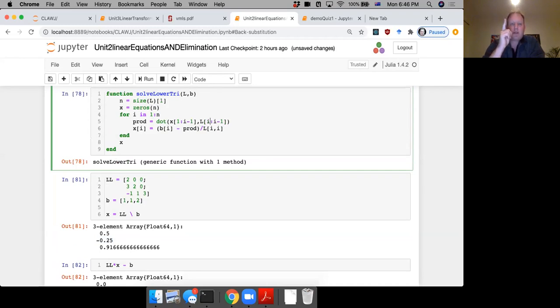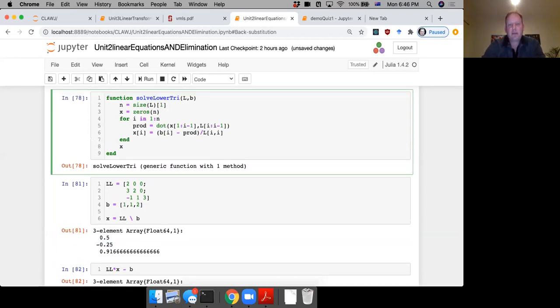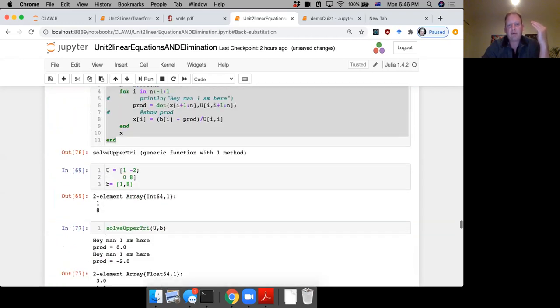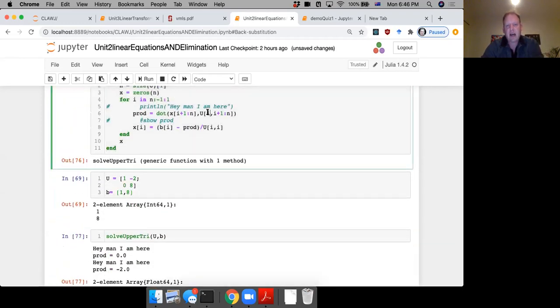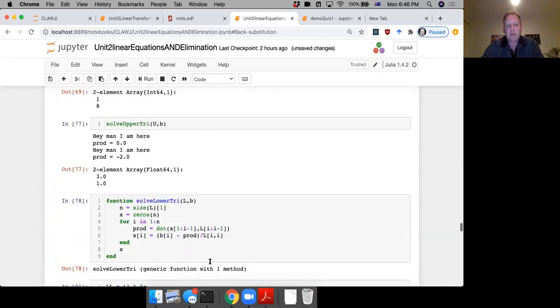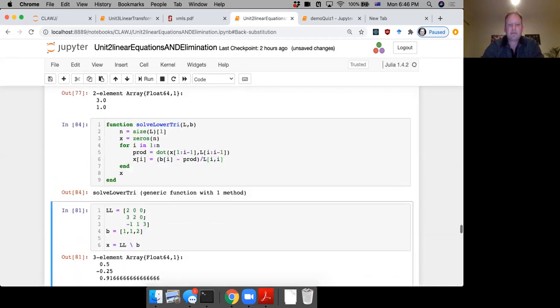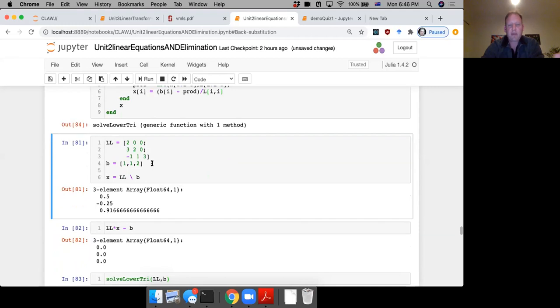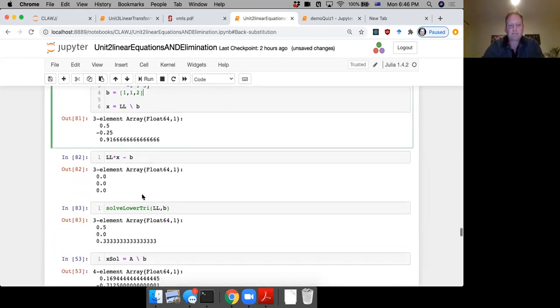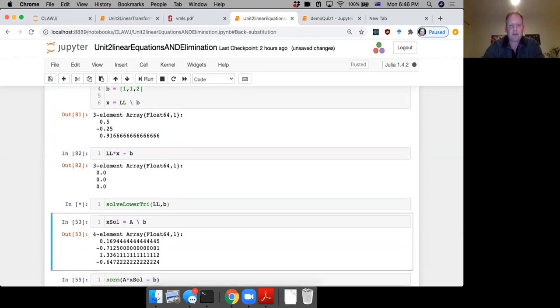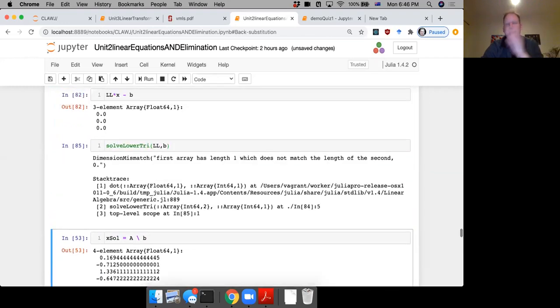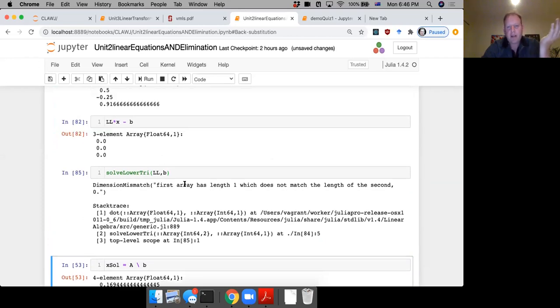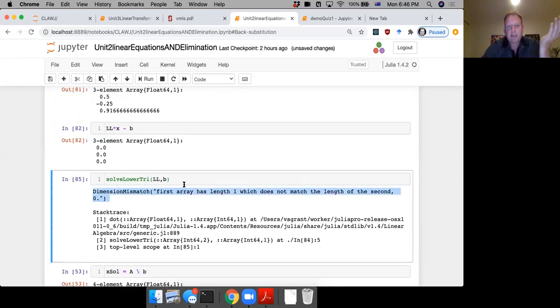Well spotted. Just like before, we have to go to the ith row. Yes, very good. 50 people can code together much better than a single person. So let's see, solve lower tri. Not good at all. We got an error: first array has length I, which does not match the second array.